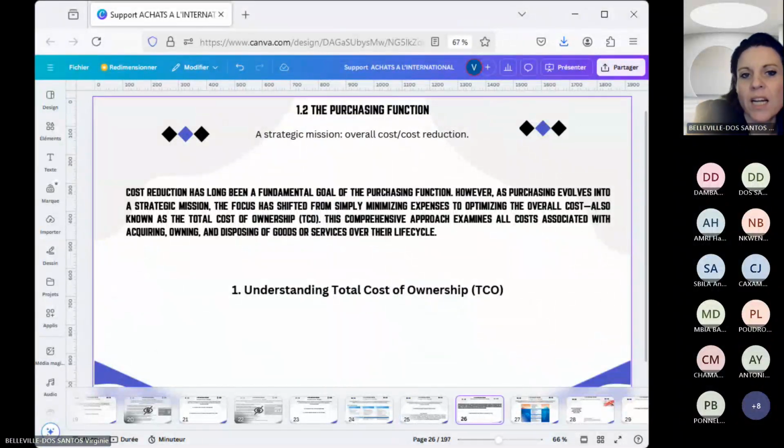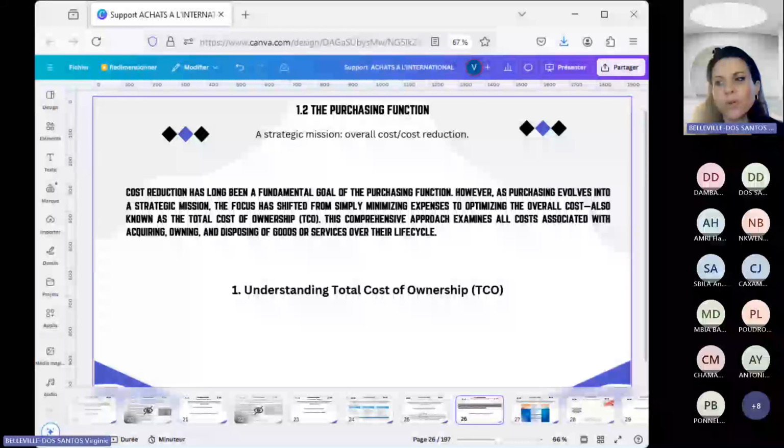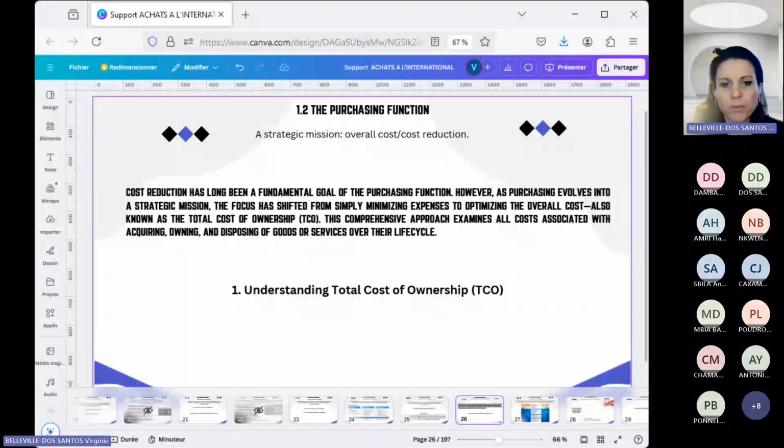So let's go now to the strategic mission: overall cost and cost reduction. Cost reduction has long been a fundamental goal of the purchasing function, but today it's not the only point. We try to minimize the TCO, the total cost of ownership, and we will go further about what TCO is.